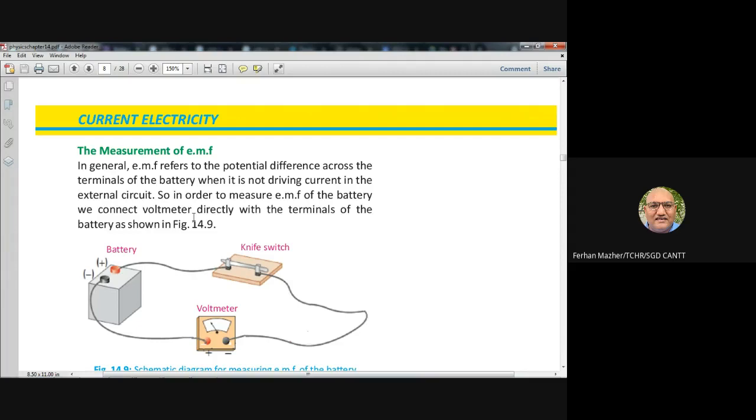And then we learned about the EMF of the combination. If you put the cells in series and if you put the cells in parallel to each other, what will be their combined EMF? So hopefully I have tried to explain what EMF is. Electromotive force is actually the potential difference across the terminals of a battery.